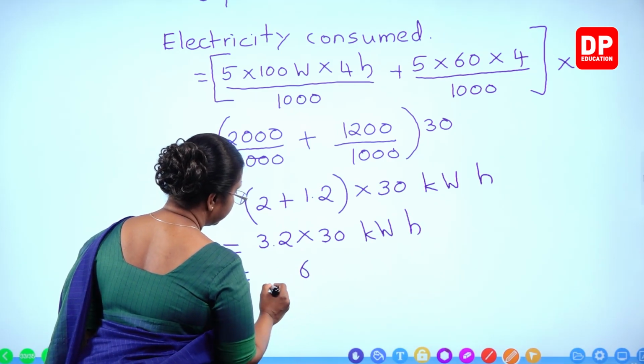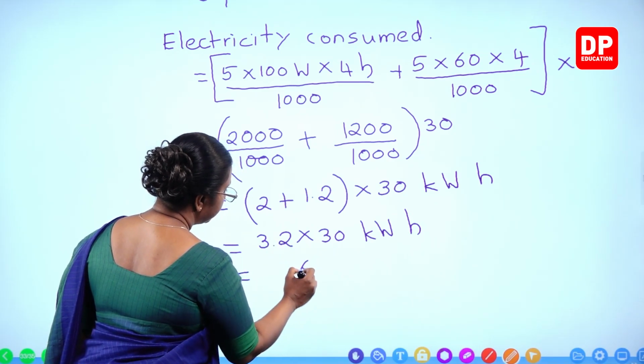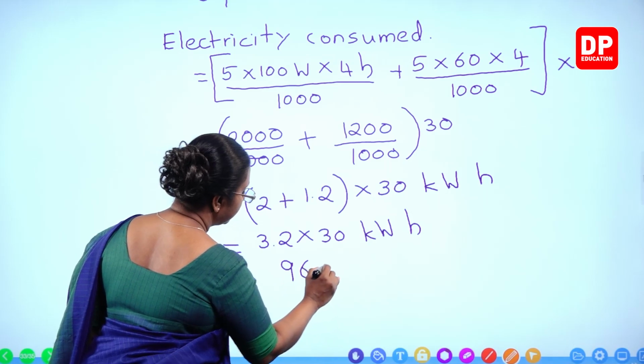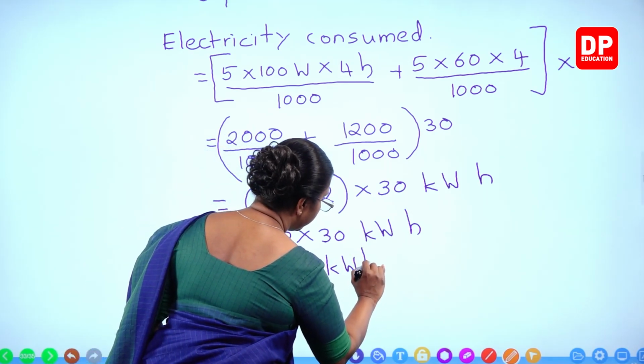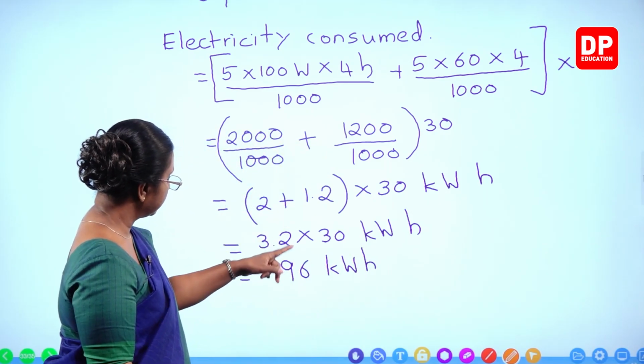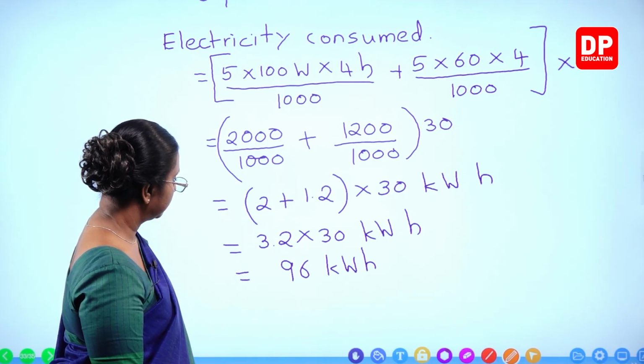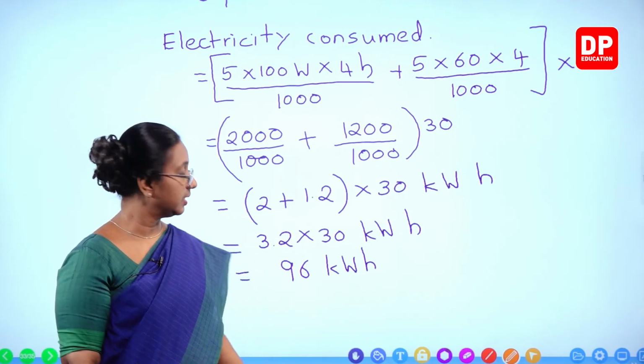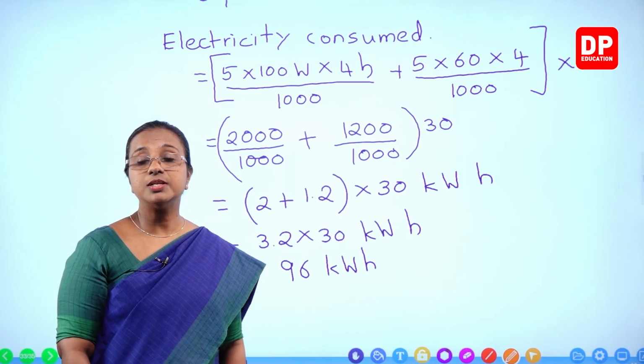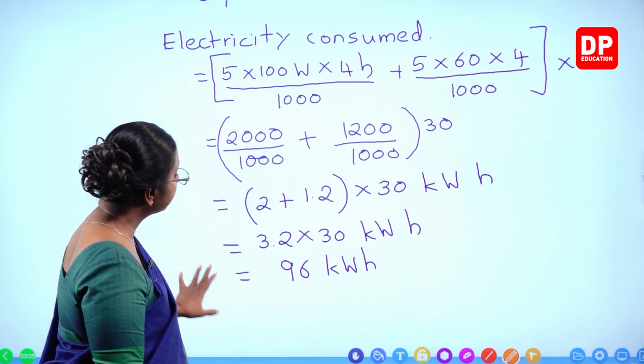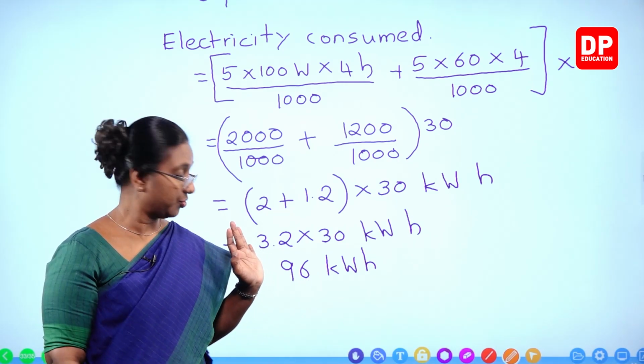So if we multiply 3.2 into 30, we get 96 kilowatt hours. That is the amount of electric energy consumed.